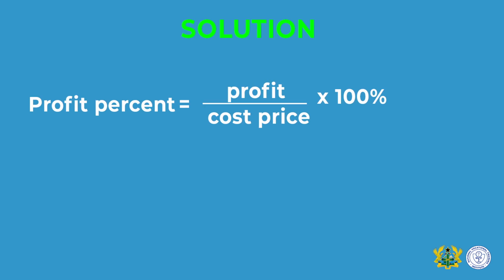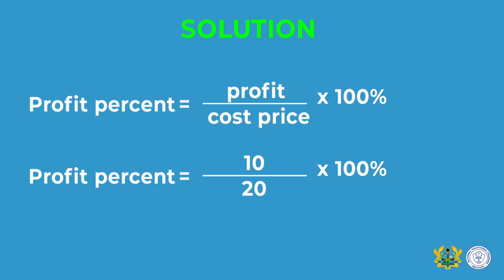The question says we should calculate her profit percent. So with the help of the formula, as can be seen on the screen, profit percent is equal to profit over cost price times 100. And by substitution, we will have 10 over 20 times 100, and that will give us 50%. Meaning the woman made 50% from selling the 500 pineapples.